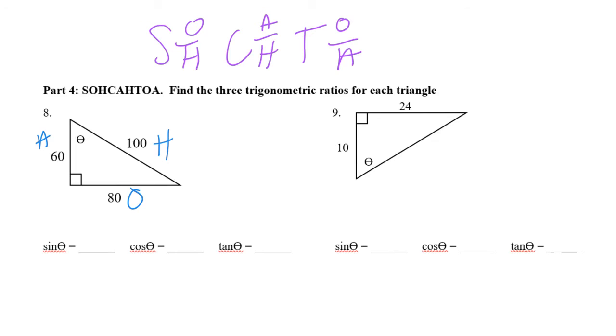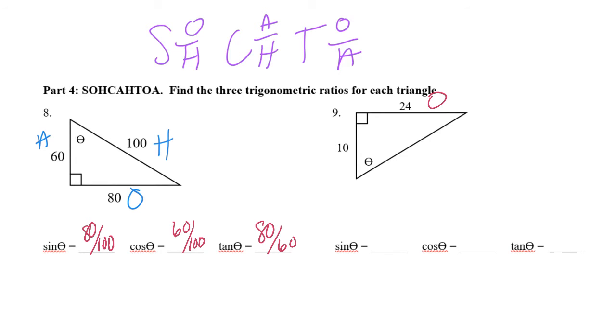Sine is opposite over hypotenuse. So it's going to be 80 over 100. Cosine is adjacent over hypotenuse. So 60 over 100. And tangent is opposite over adjacent. So 80 over 60. All right, number 9, you'll notice that you only have 2 of the 3 sides.